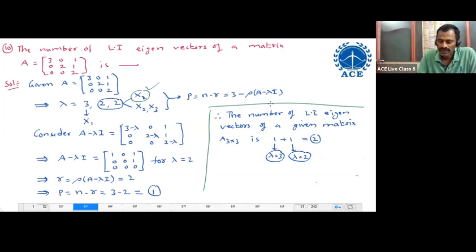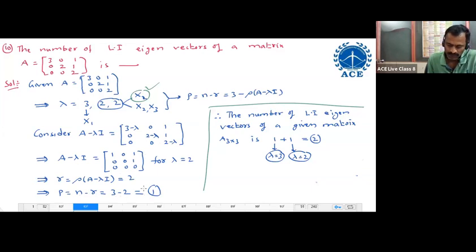Now to find this rank, we have to consider the characteristic matrix like this. And we are finding the number of independent eigenvectors corresponding to 2. That is why we substitute lambda equal to 2 here. For lambda equal to 2, this matrix becomes like this, and this is in echelon form. Rank is 2, which implies P equal to n minus r. N is 3, R is 2.